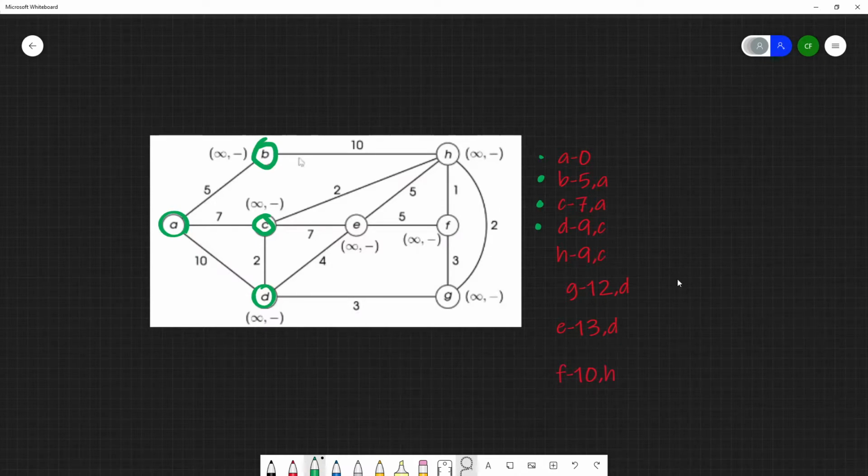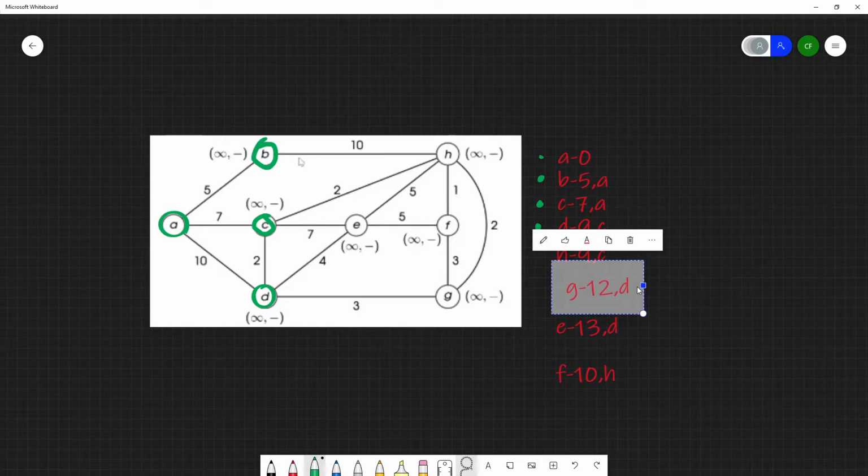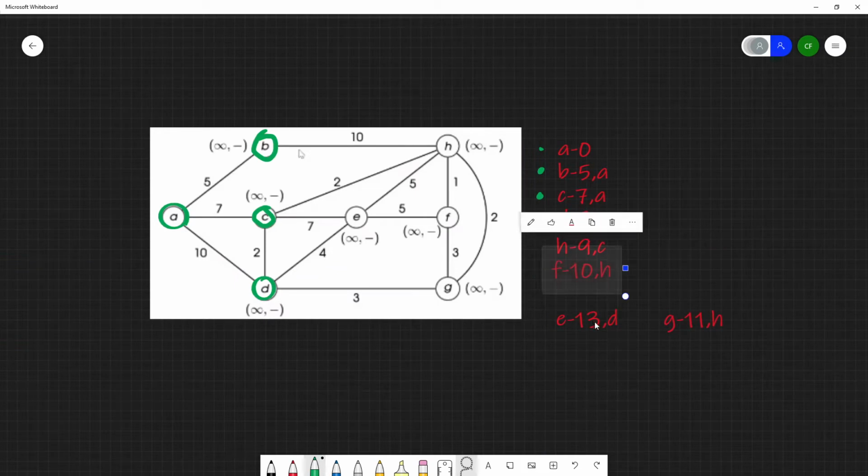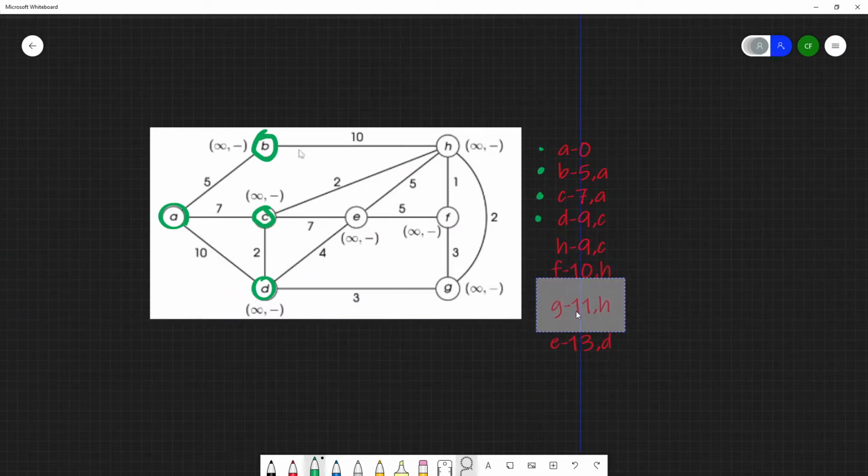Yes, 11. That's smaller than 12, so we'll overwrite that. 11 from H. Now we have to reorder this again. This is an actual priority queue. This is all done typically with a linked list, so insertion and deletion is very easy. We've just explored H. Let's actually circle that.